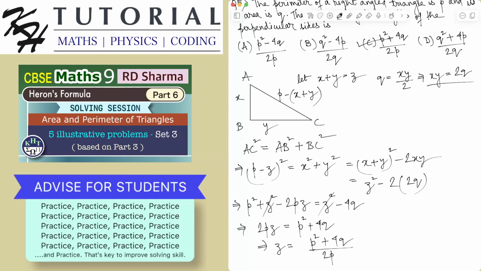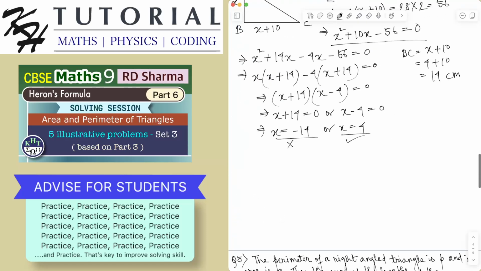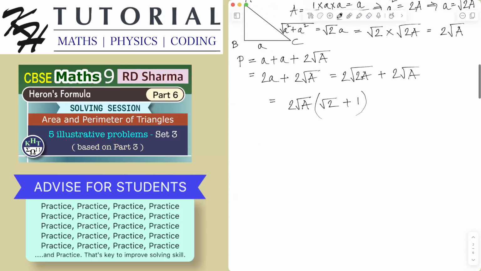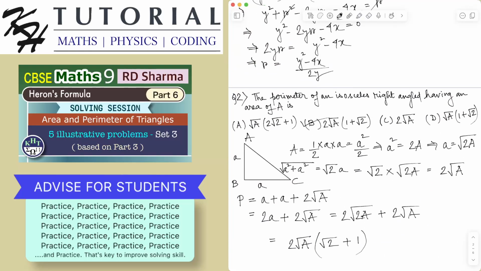So with this, it comes to an end in solving set 3 of 5 illustrative problems based on the concept of area and perimeter of triangles that I have discussed in part 3 video. I hope this video will be beneficial to you to learn how to apply the concept of area and perimeter of different types of triangles to solve this kind of problems.